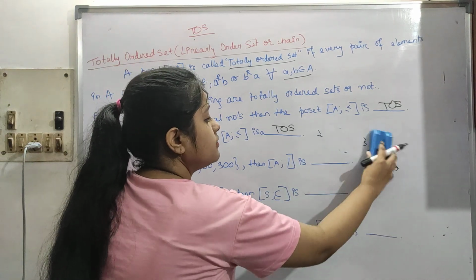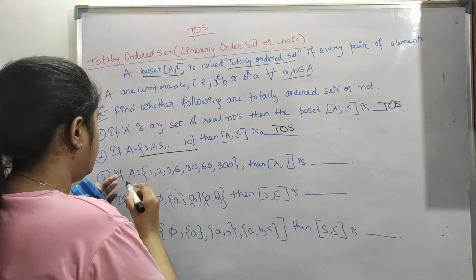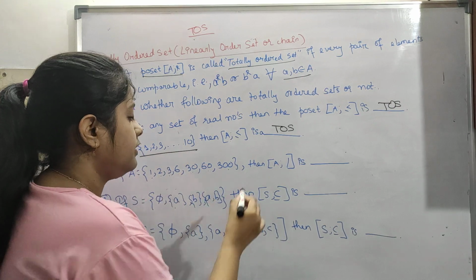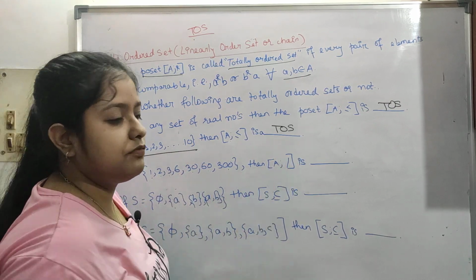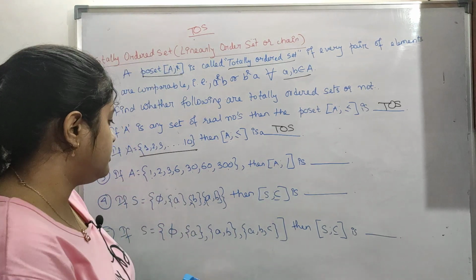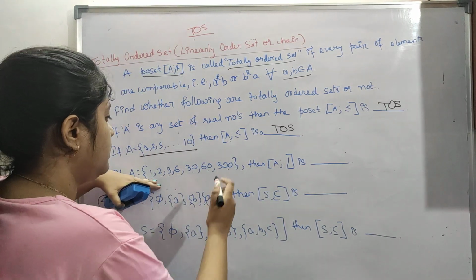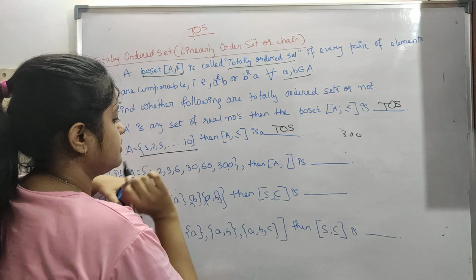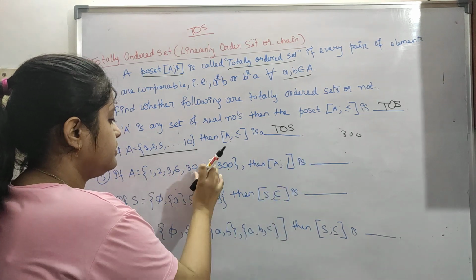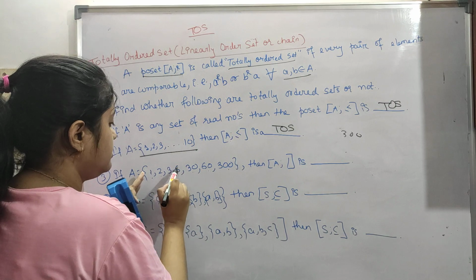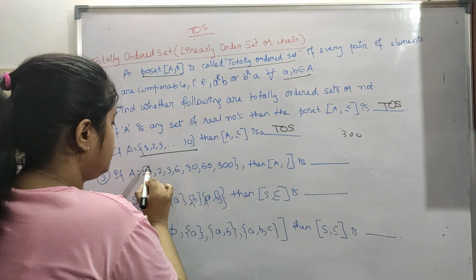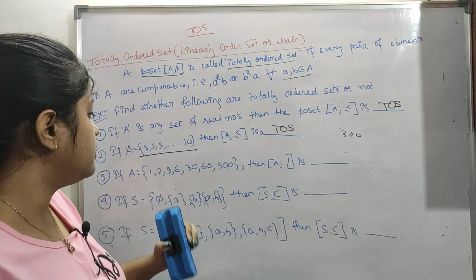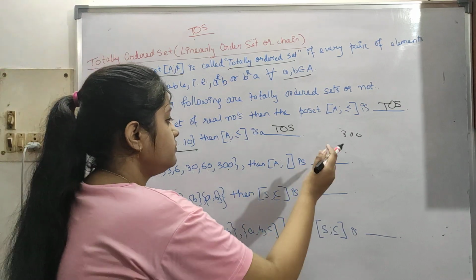Next, if A is the elements 1, 2, 3, 6, 30, 60, 300, then with the divisibility relation, is it a TOS? 300 can be divided by all of 1, 2, 3, 6, 30, 60. 60 can be divided by 1, 2, 3, 6, 30. 30 can be divided by 1, 2, 3, 6. 6 can be divided by 1, 2, 3. So this is our TOS.